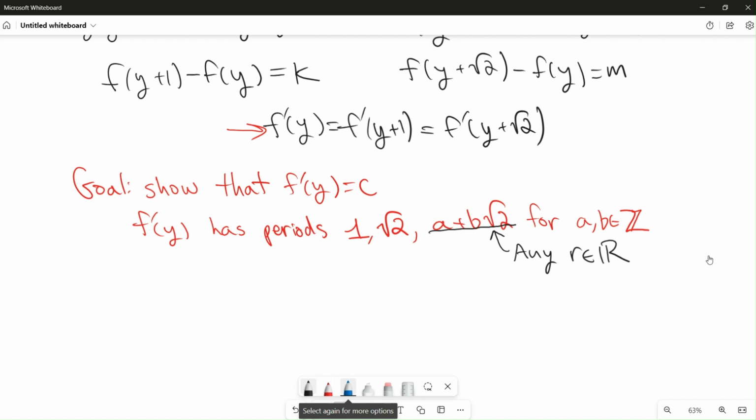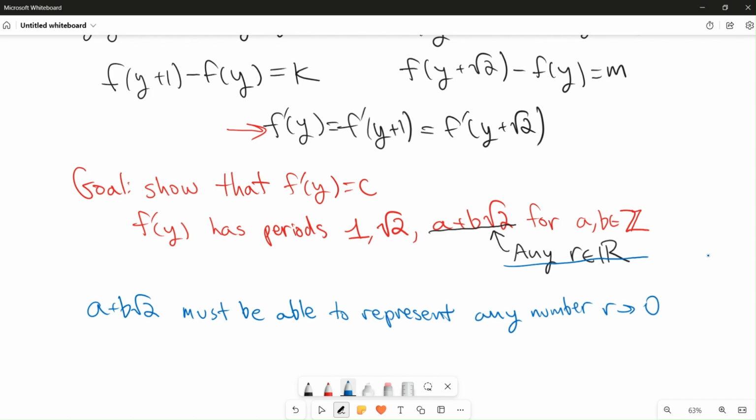One of the things that you might notice if you experiment a bit with these linear combinations is that you can get pretty close to 0. And this is actually a necessary condition for this goal right here to be true. A plus b root 2 must be able to represent any real number close to 0.